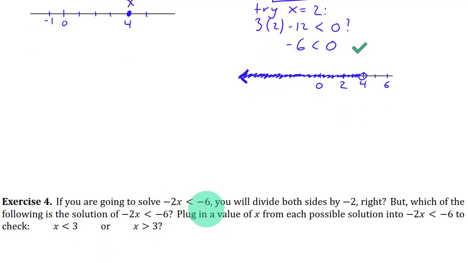-2x is less than -6. If you wanted to get x on its own here, what you do is divide both sides by -2 to cancel out that multiplication, right?